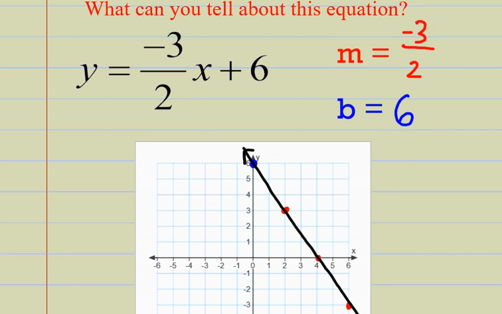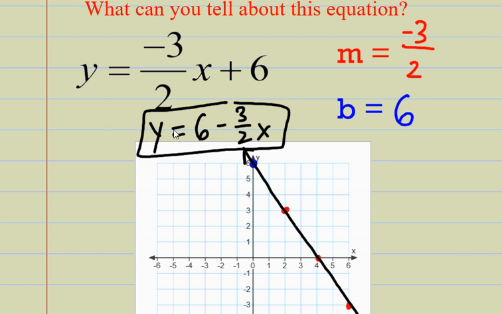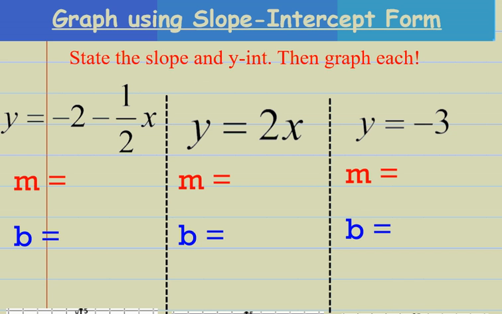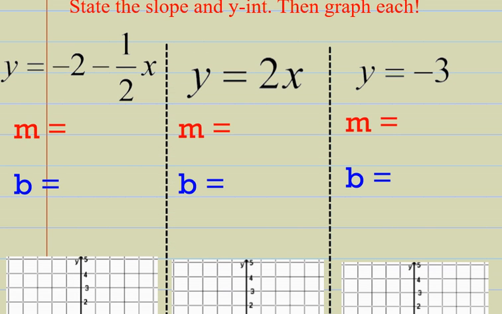I hope you would note this is the exact same equation as if it had been written as 6 minus 3 over 2x, which I think makes a little bit more sense to read off. It's saying your y-intercept is 6. It's your starting point. Then go down 3, right 2, down 3, right 2. That's why I think it's easier to learn if you write the y-intercept first. So we're going to practice a few more, then I'll have you try.